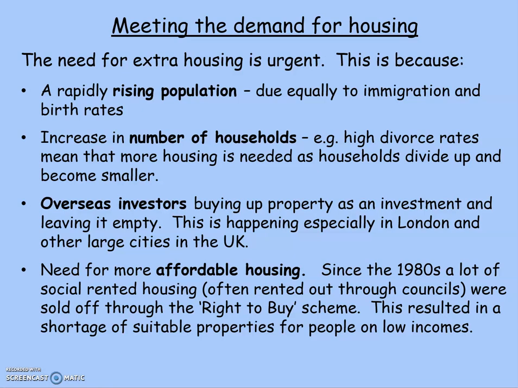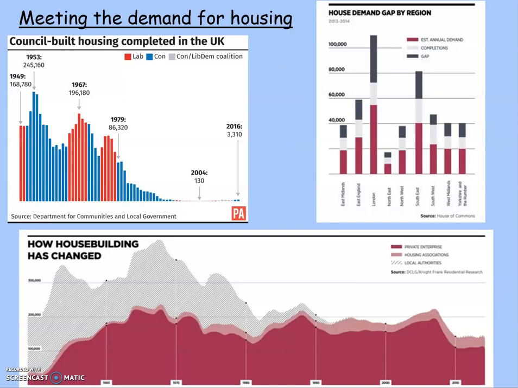There's also a very high need for affordable housing. Since the 1980s, a lot of social rented housing, often rented out through councils, was sold off through what's known as the right to buy scheme. That led to a shortage of suitable properties for people on lower incomes. So these are some graphs. I'll come back to that during our online lesson as well.